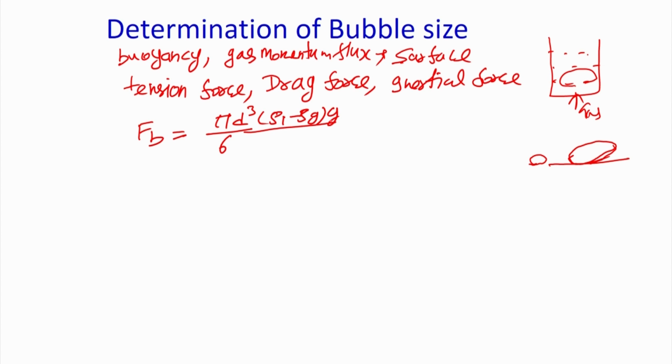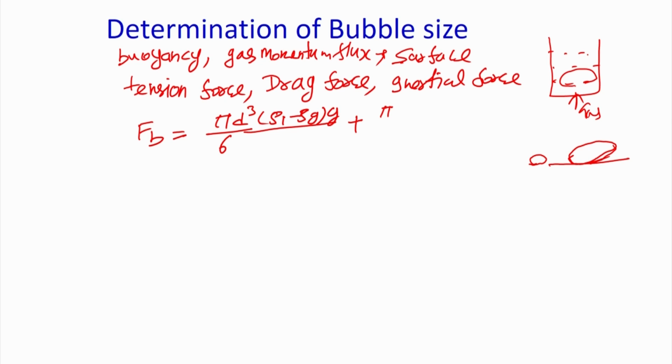So that will be the buoyancy force: the volume of the bubble, rho L minus rho G into g, where d is the diameter of the bubble, rho L is the density of the liquid, rho G is the density of the gas, and g is the gravitational acceleration. Plus you will see the pressure force. Now the pressure force, because pressure is force per unit area, I am going to multiply with an area.